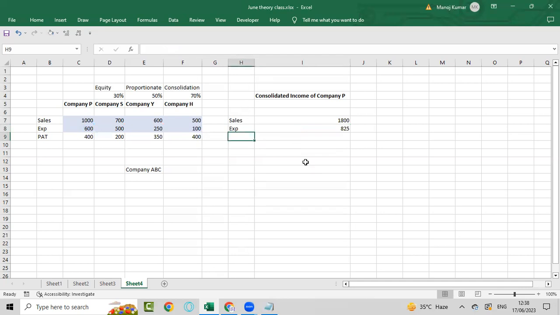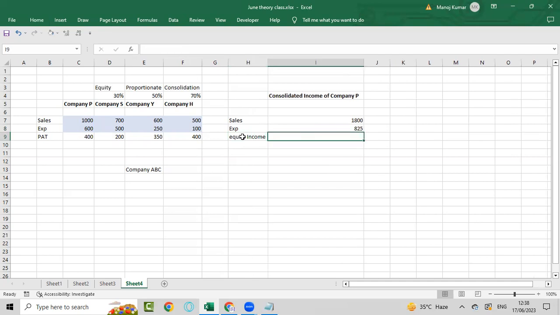Okay. Now what do we have to do? We have not added anything from here. So that we have to add, and we will call it equity income from associate or just equity income. That will be equal to profit of this into 30%. Right?